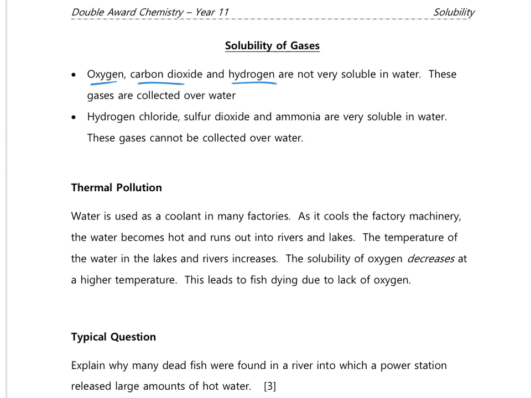And then you've got other gases that are actually very soluble in water as well. That's in your second bullet point there. But that's not too important. What's more important with this idea of solubility of gases is how solubility of gases changes as temperature changes. So when we were looking at the solubility of solids, so normal salts, what happens to the solubility as temperature increases? Solubility increases as well. Okay, great.